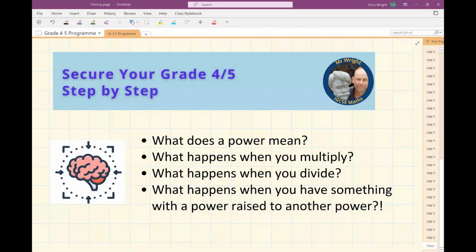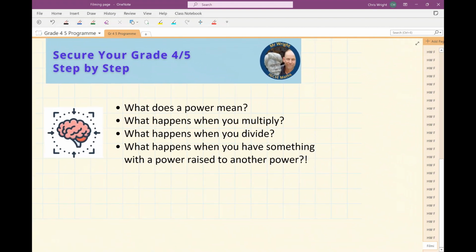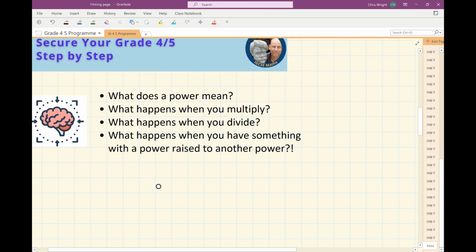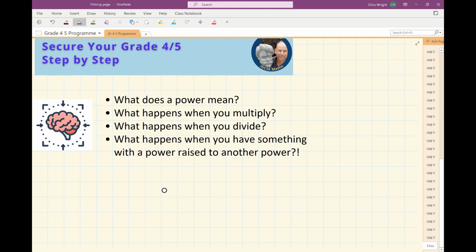Hi, Mr. Right here, and in this film we are going to look at how to use the rules of indices or the rules of powers. And let's start off by understanding these four things. First of all, what does a power, what does an indice mean?